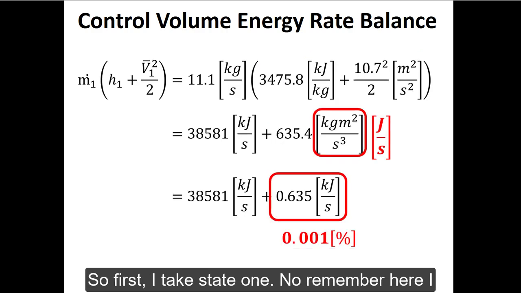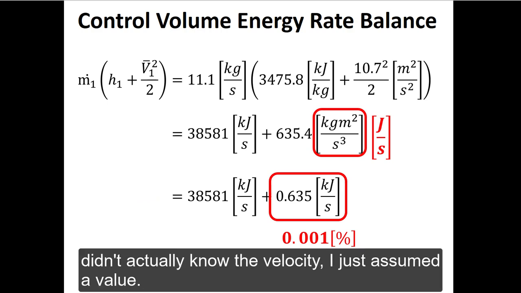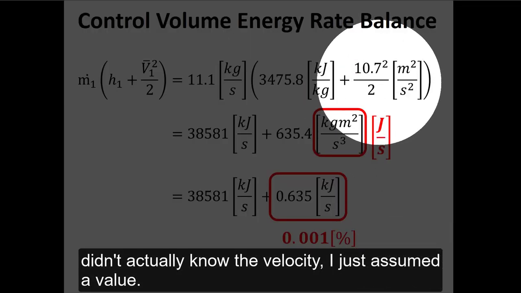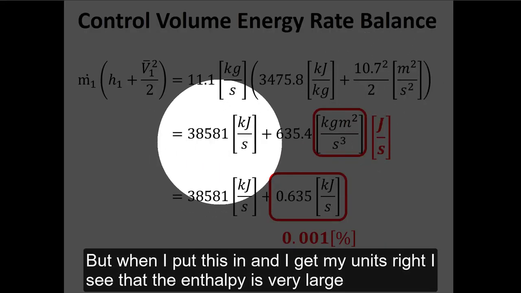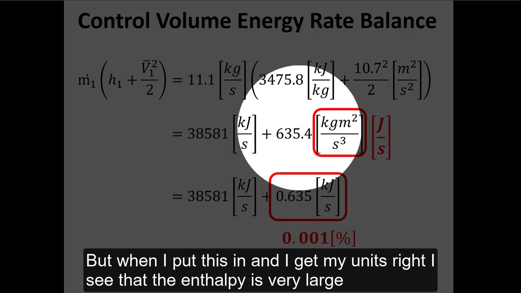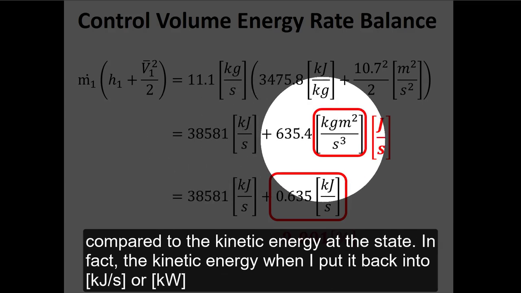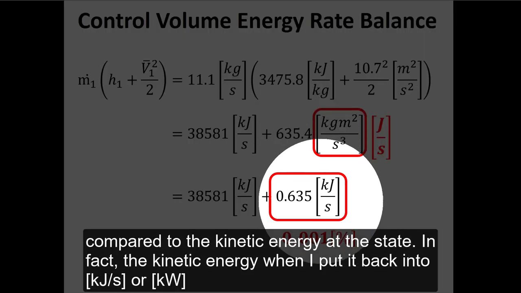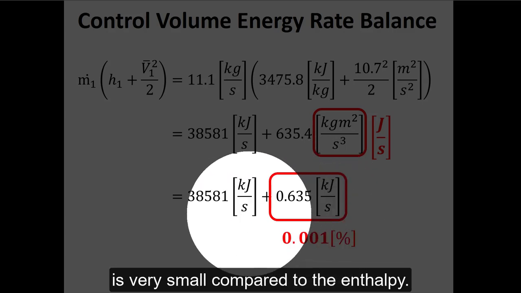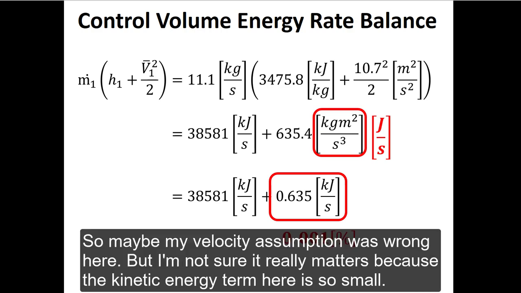So first, I take state 1. Now remember here, I didn't actually know the velocity, I just assumed a value. But when I put this in and I get my units right, I see that the enthalpy is very large compared to the kinetic energy at this state. In fact, the kinetic energy, when I put it back into kilojoules per second, or kilowatts, is very small compared to the enthalpy. So maybe my velocity assumption was wrong here, but I'm not sure it really matters because the kinetic energy term here is so small.